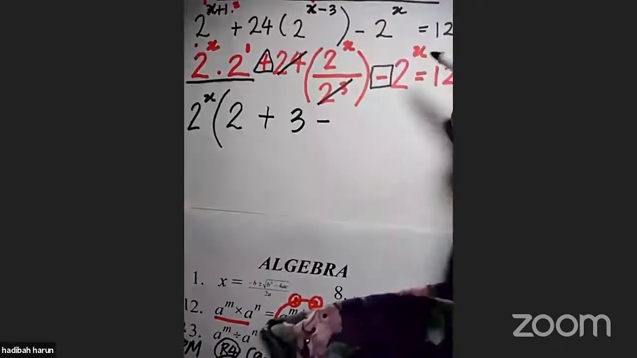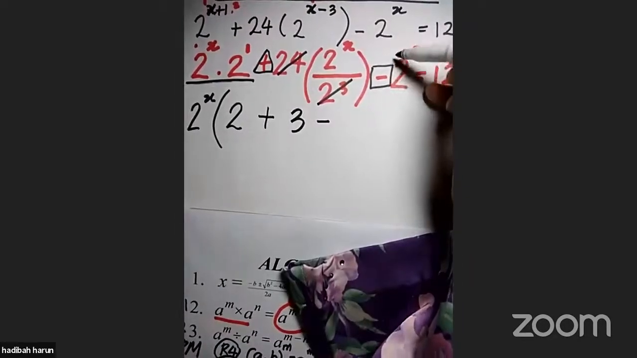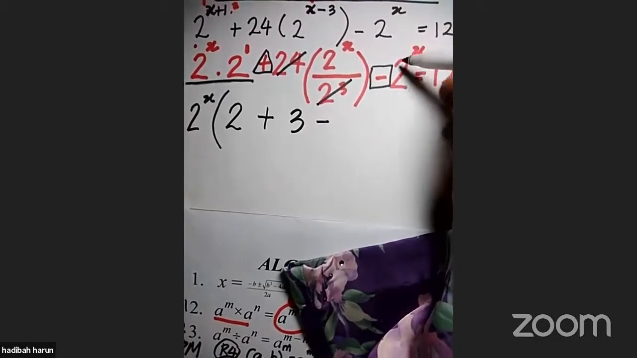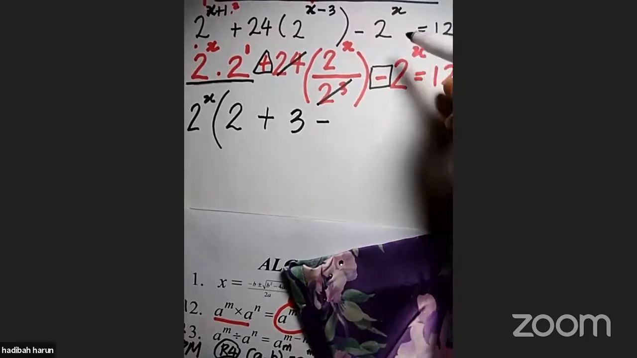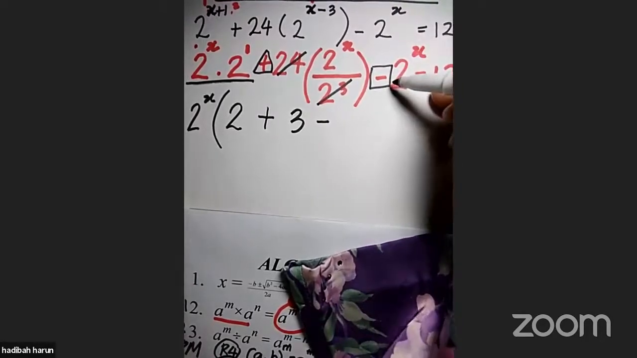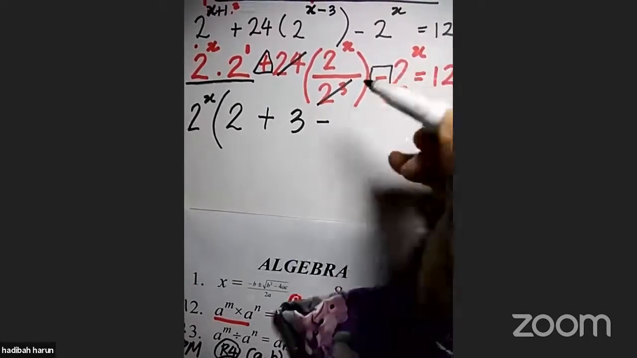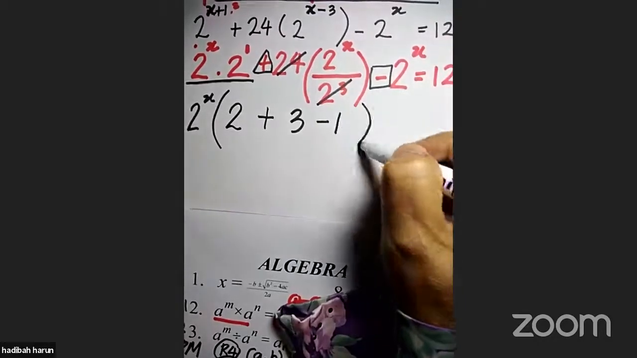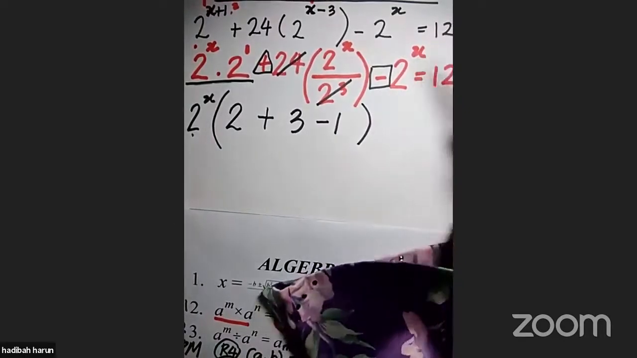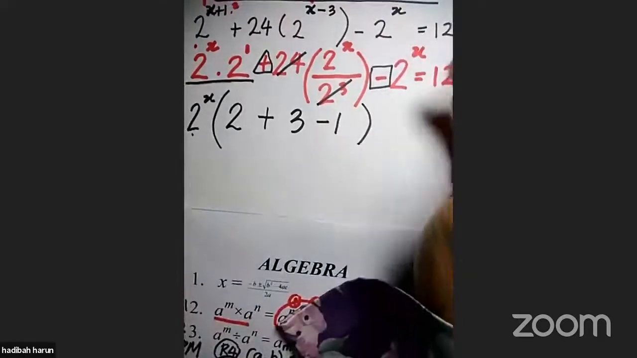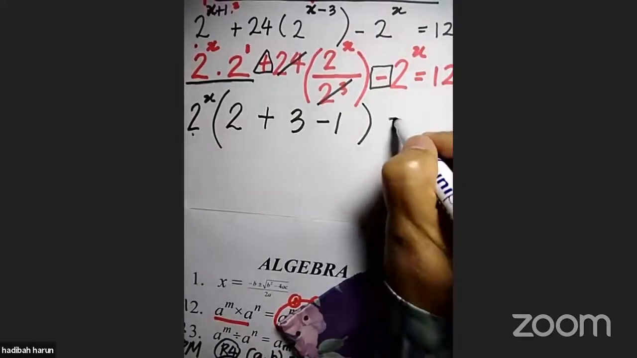Minus, there's nothing here. In front of 2 to the power of x, there's nothing. It is invisible, but actually it is 1. It's not 0. You can always try. If you multiply 2 to the power of x times 0, you will get 0 over here. Before you proceed to the next steps, please check your work.